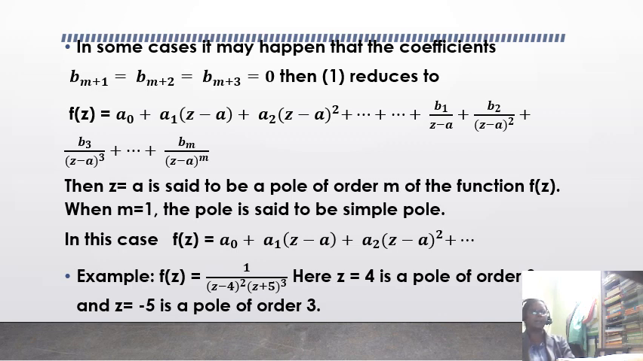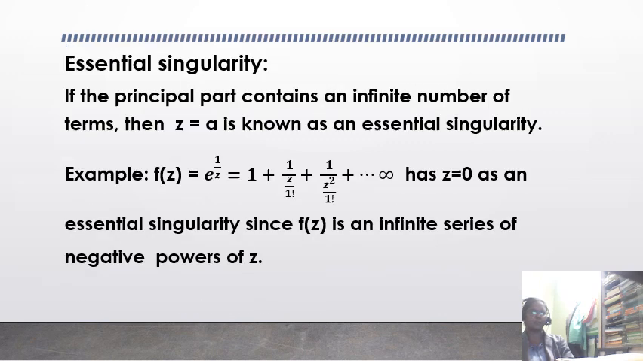Now for example, f of z is equal to 1 by z minus 4 whole square into z plus 5 the whole cube. Here z equal to 4 is a pole of order 2, and z plus 5 is equal to 0 gives you z equal to minus 5, and it is a pole of order 3. Since we have z plus 5 power 3, therefore the order is equal to 3. Now for z equal to 4, the power is 2, therefore the order is equal to 2.